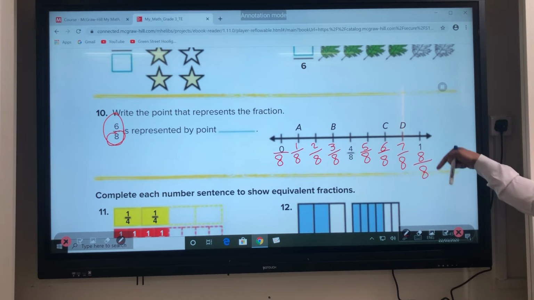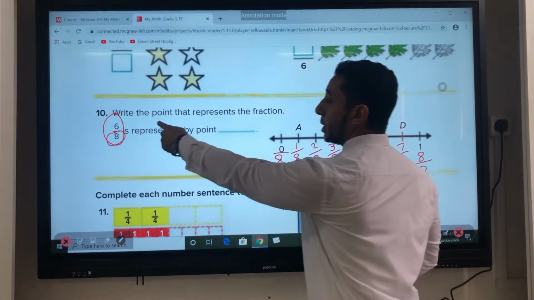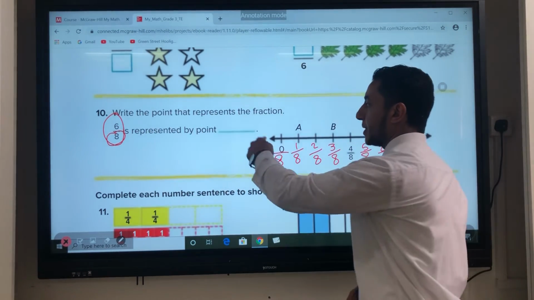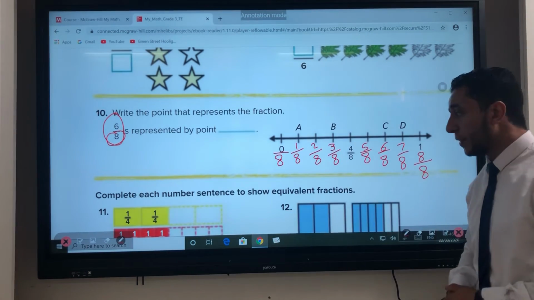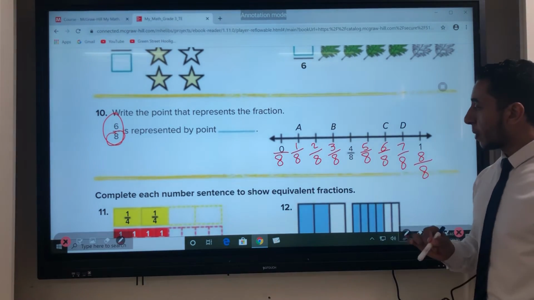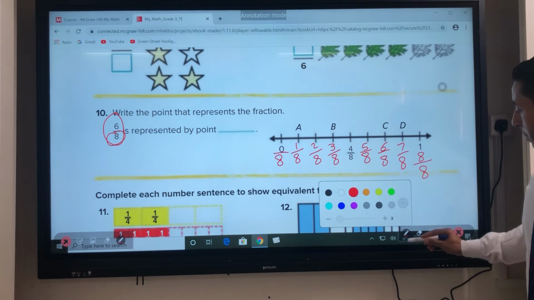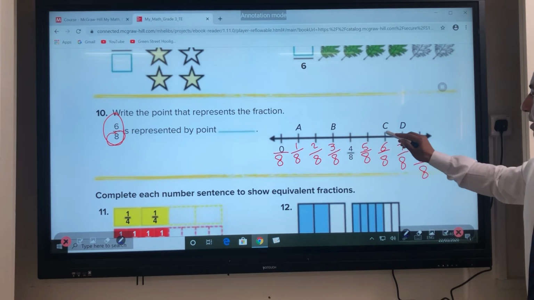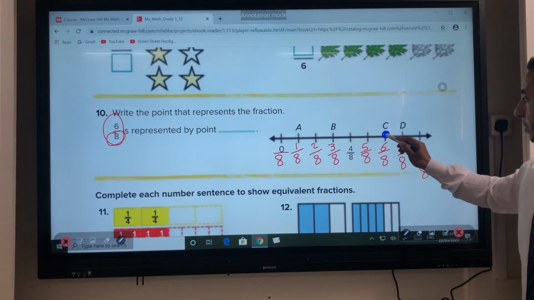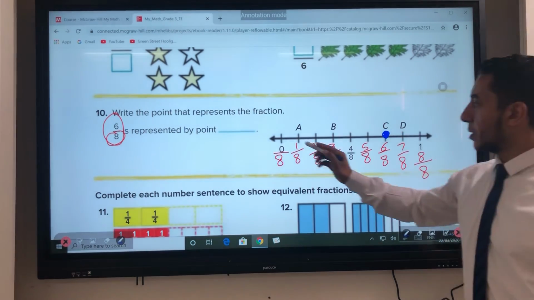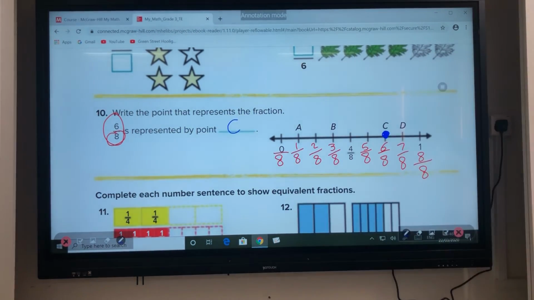8 over 8 equals what? 1. But the question here is to write the point that represents the fraction 6 out of 8. Where is 6 out of 8? And put a point here. This is 6 out of 8. It's C. Good, excellent.